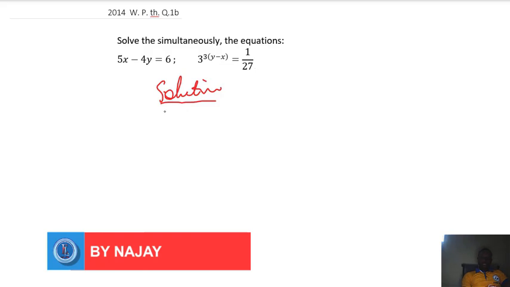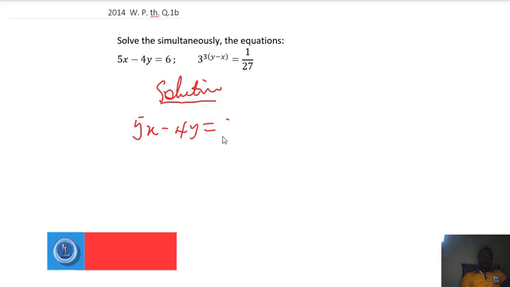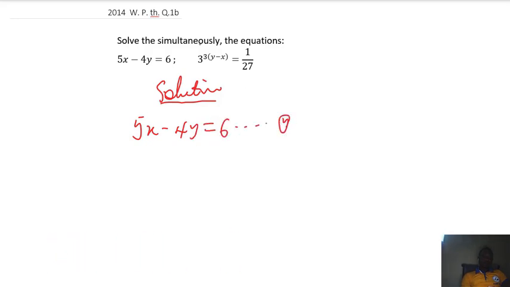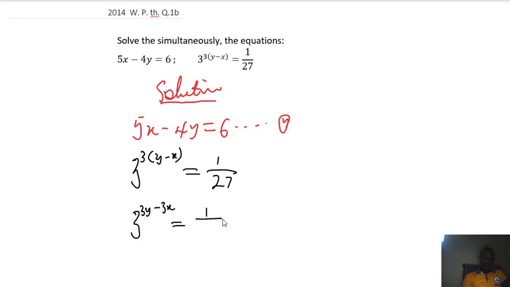Don't forget, one of the equations is in an indices form. So we have the first equation to be 5x minus 4y equals 6. Let's call this one equation 1. Then we have 3 exponent 3(y minus x) equals 1 over 27, and 1 over 27 can be written as 3 exponent 3. So we have 3 exponent 3y minus 3x equals 1 over 3 exponent 3.